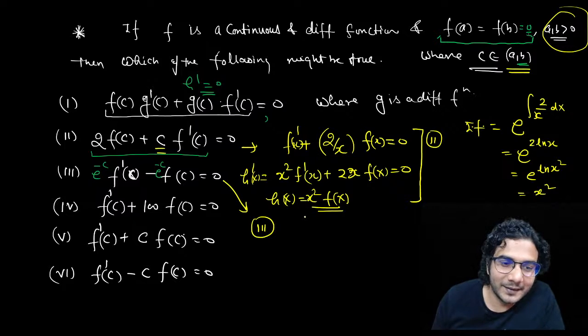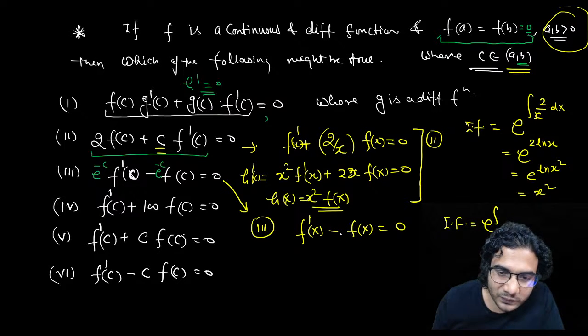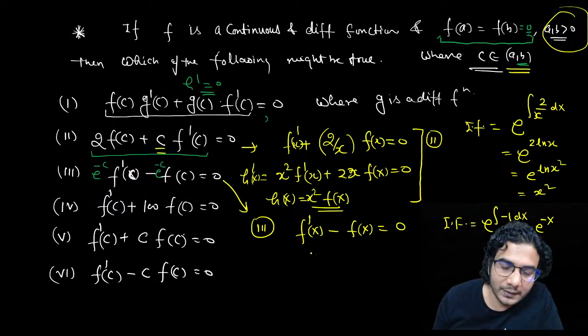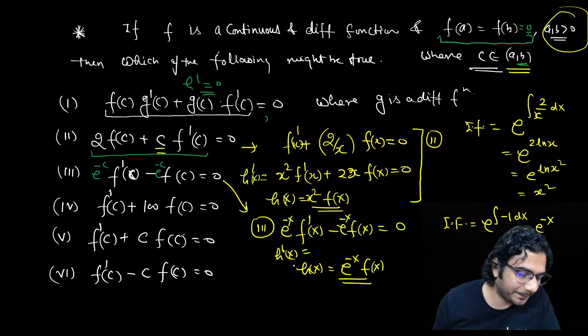Not for everyone, huh? Now the second one was f dash x, c को x लिख लो, minus f of x is equal to 0. Now what is the integrating factor? The integrating factor is e raised to the integral of, now you can see, the coefficient of f(x) is minus 1. So minus 1 dx, which is e raised to minus x. So multiply by e raised to minus x. Now this is your h dash x. h(x) is going to be e raised to minus x f(x). We'll apply Rolle's theorem in this. Got it?